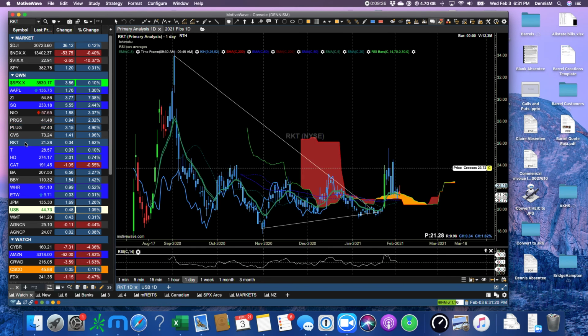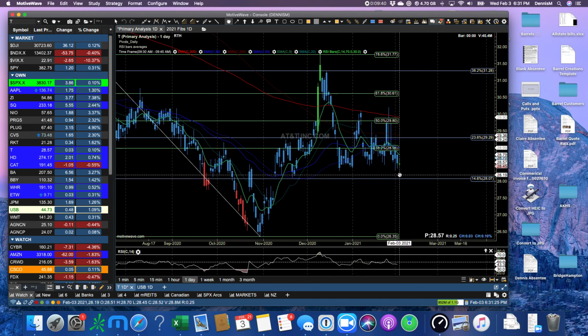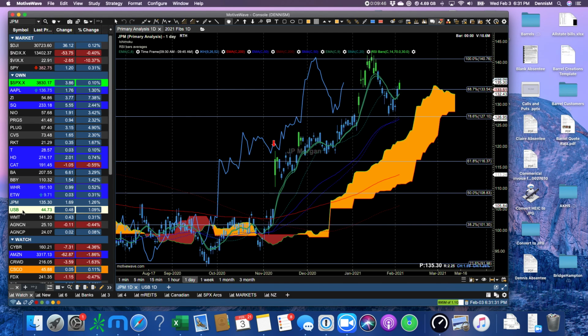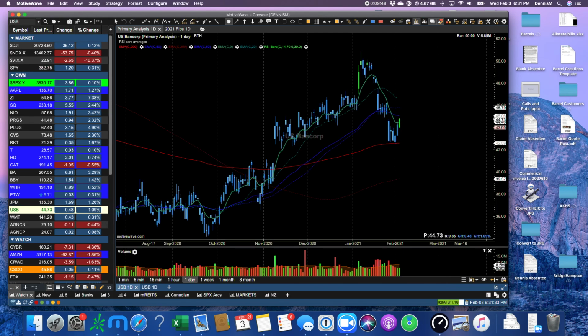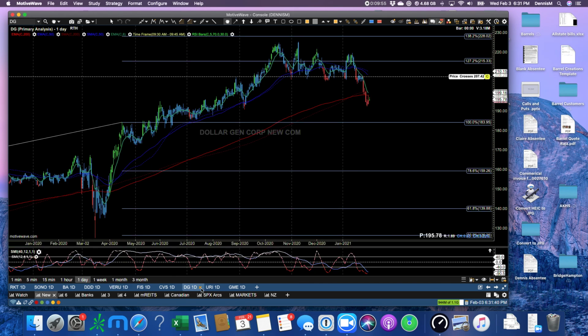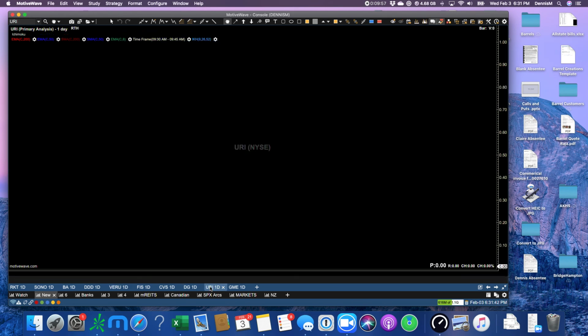Rocket, not much to say there. AT&T, I'm waiting to buy some more with the dividend that I received last week. The banks, JP Morgan was up. US Bank was up nicely to 44.77. Anything else we want to look at? Dollar General, I think we can forget about Dollar General now.